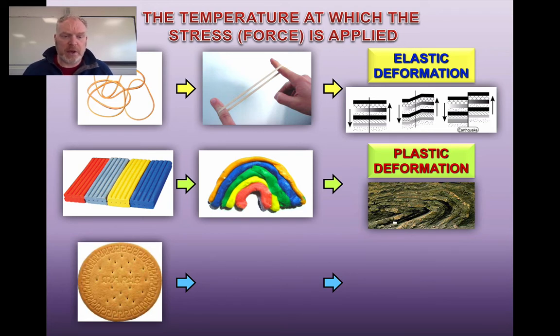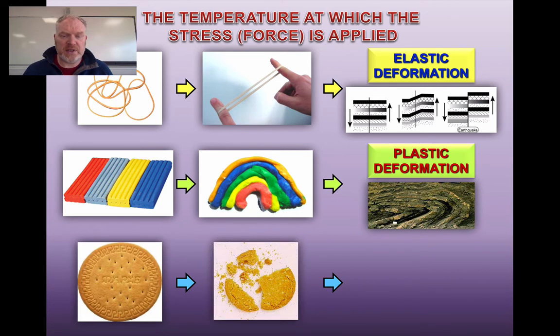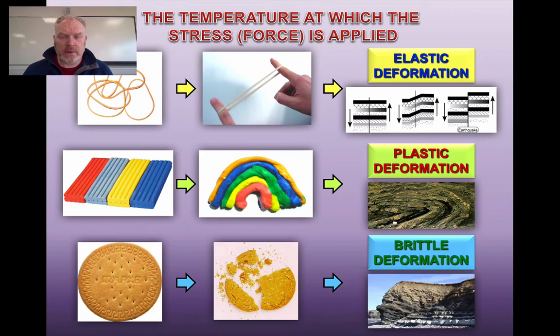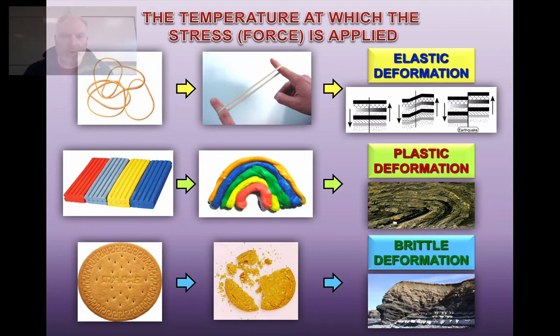And finally, the mince pie, or the biscuit, broke. It displayed what we call brittle deformation, and the geological equivalent of this is a break in the rock we call a fault. We need to look at what these different geological structures are as we make our way through this topic.